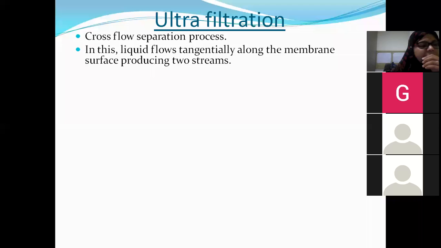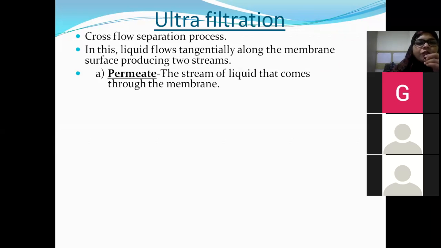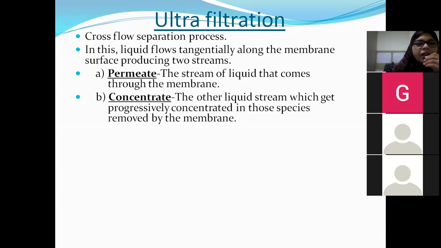Yes, Atul, you were telling something. Bolo? Permeate and concentrate. Yes, permeate and concentrate. Okay, so this is the permeate. Two things we are getting, two streams. One is known as permeate, the stream of liquid that comes through the membrane. And the other is concentrate, the other liquid stream which gets progressively concentrated in those species removed by the membrane. What went through the membrane is permeate, and what remained on top is the concentrate. So these two streams are formed, permeate and concentrate.